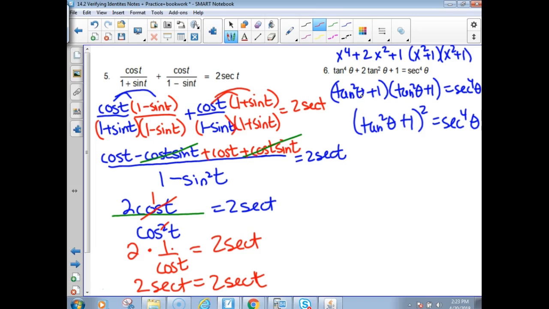Or I could have traded these for secant squareds. Isn't this one of my Pythagorean identities? Look on the Pythagorean identities list. Look on your sheet. Tangent squared plus 1 equals secant squared. So secant squared theta, if you square that, or if you did secant squared times secant squared, you'd have secant to the 4th. Done. So literally, I could have actually eliminated this step. I could have said this is a secant squared, this is a secant squared, and then I could have written that.